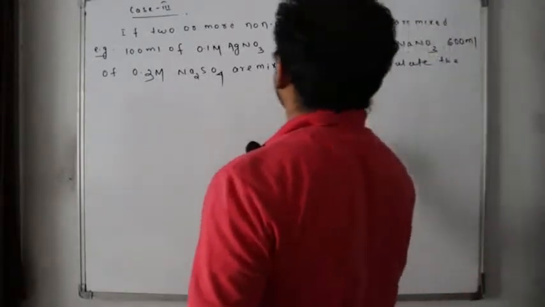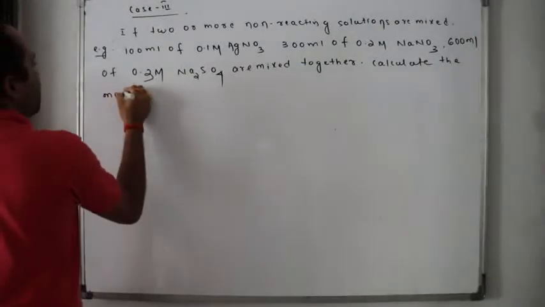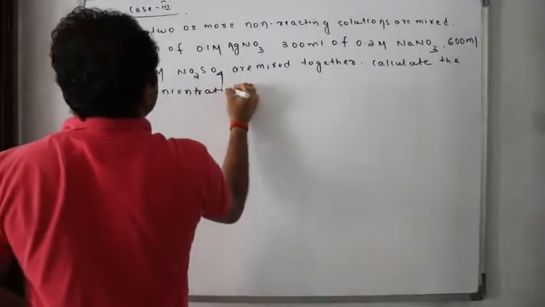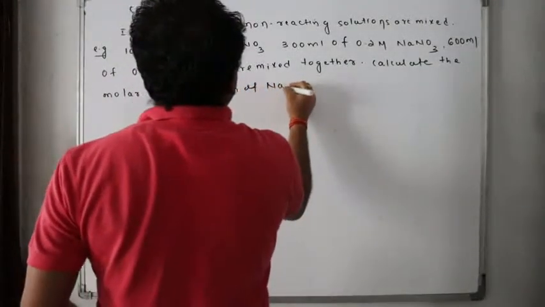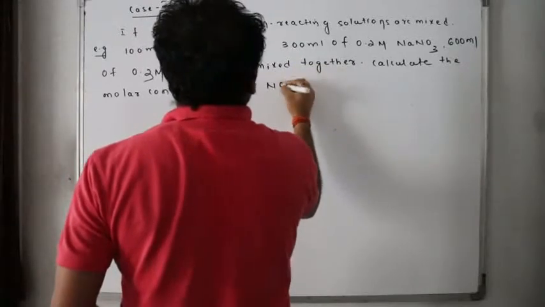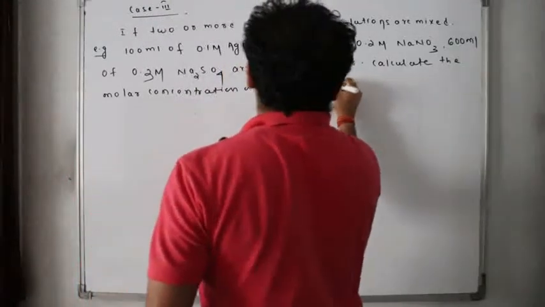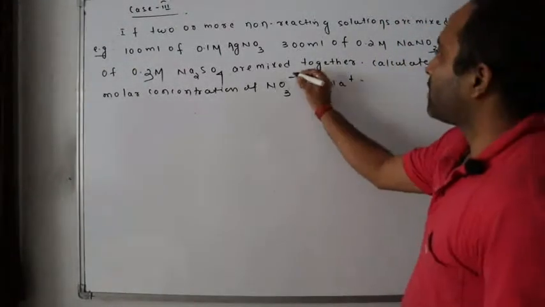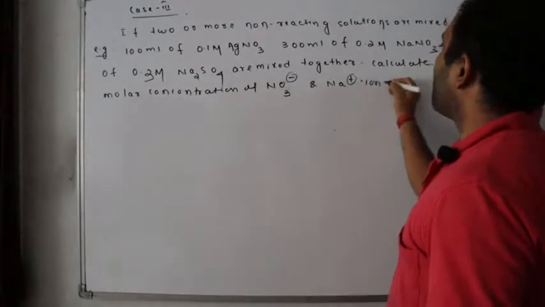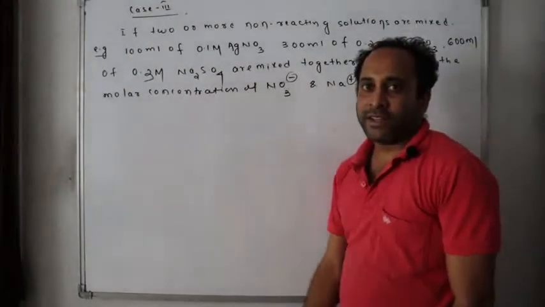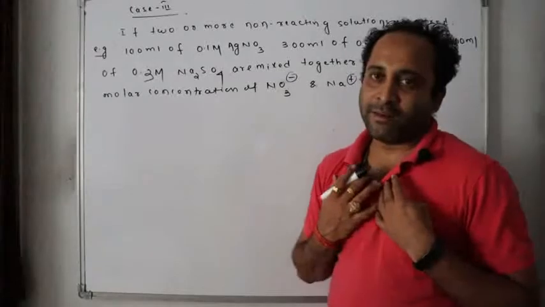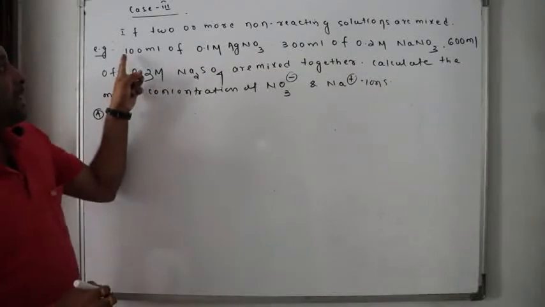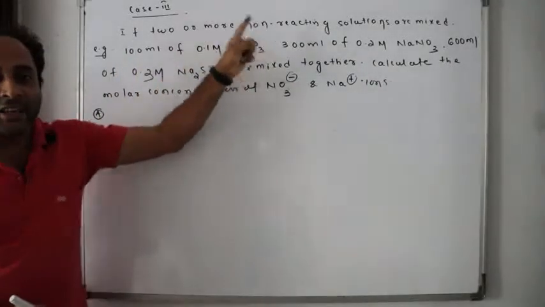Calculate, obviously, the molar concentration of NO3 minus and Na plus ions. Okay, NO3 minus ions and Na plus. You can pause it, and if you try it, it's well and good, or else let me help you. Now, what have they given us? First, they have given us 100 ml of 0.1 molar AgNO3, isn't it?